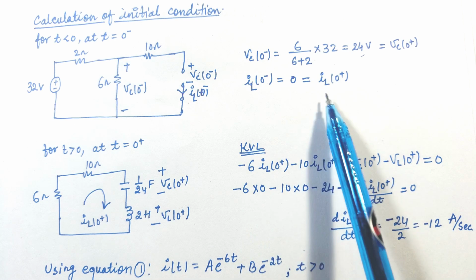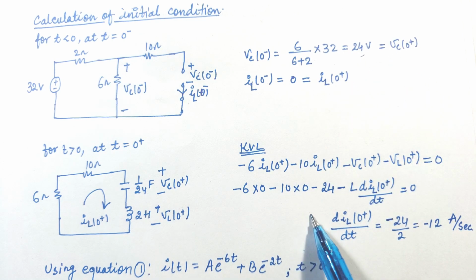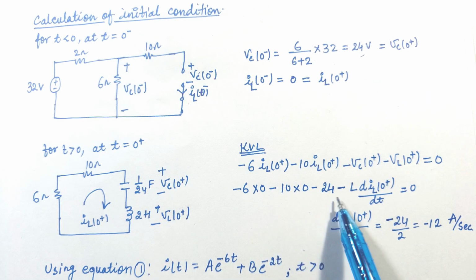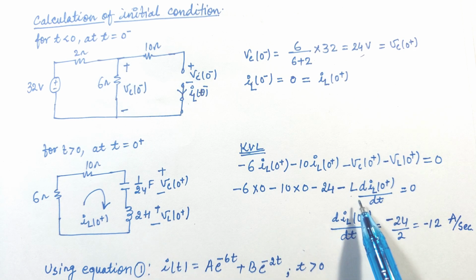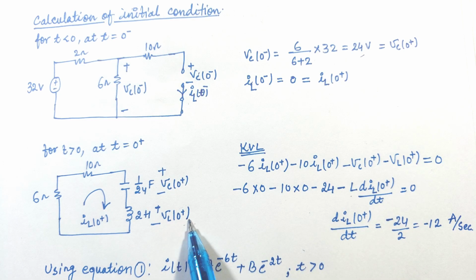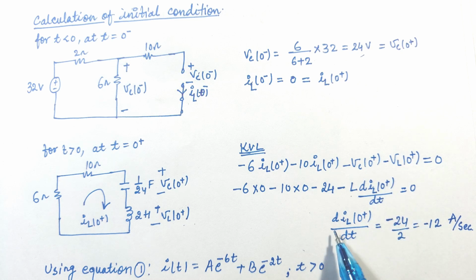As we have calculated that iL(0+) = 0 and vC(0+) = 24 volt, we will put these values in this equation. After putting these values, we can find this equation. We know that vL(0+), the voltage across the inductor, can be written as L diL(t)/dt. Since we are calculating these voltages and currents at 0 plus, here it will be diL(0+)/dt. So diL(0+)/dt can be written as -12 ampere per second.